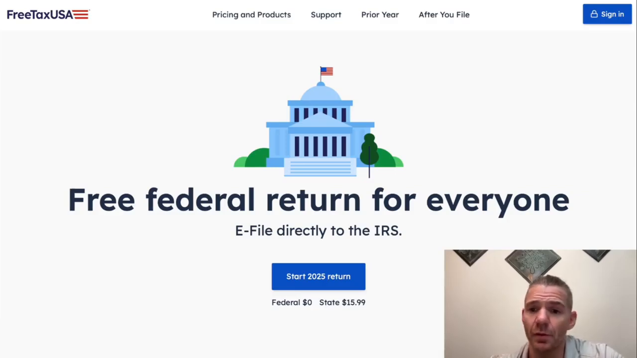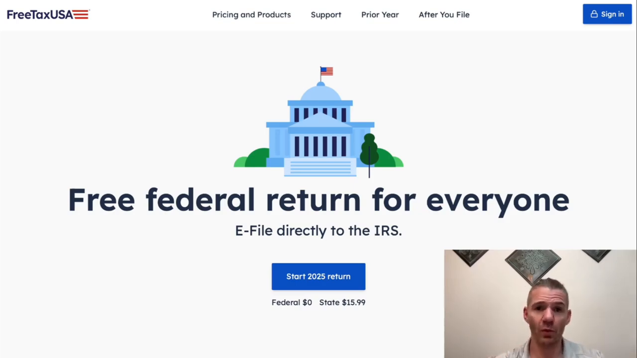Free federal returns for everyone. You file directly to the IRS. $0 for the federal, and then you do have to pay them $16 for the state. This is a really great service to use. Free federal return for everyone. It's from FreeTaxUSA.com. They're completely aligned with the IRS.